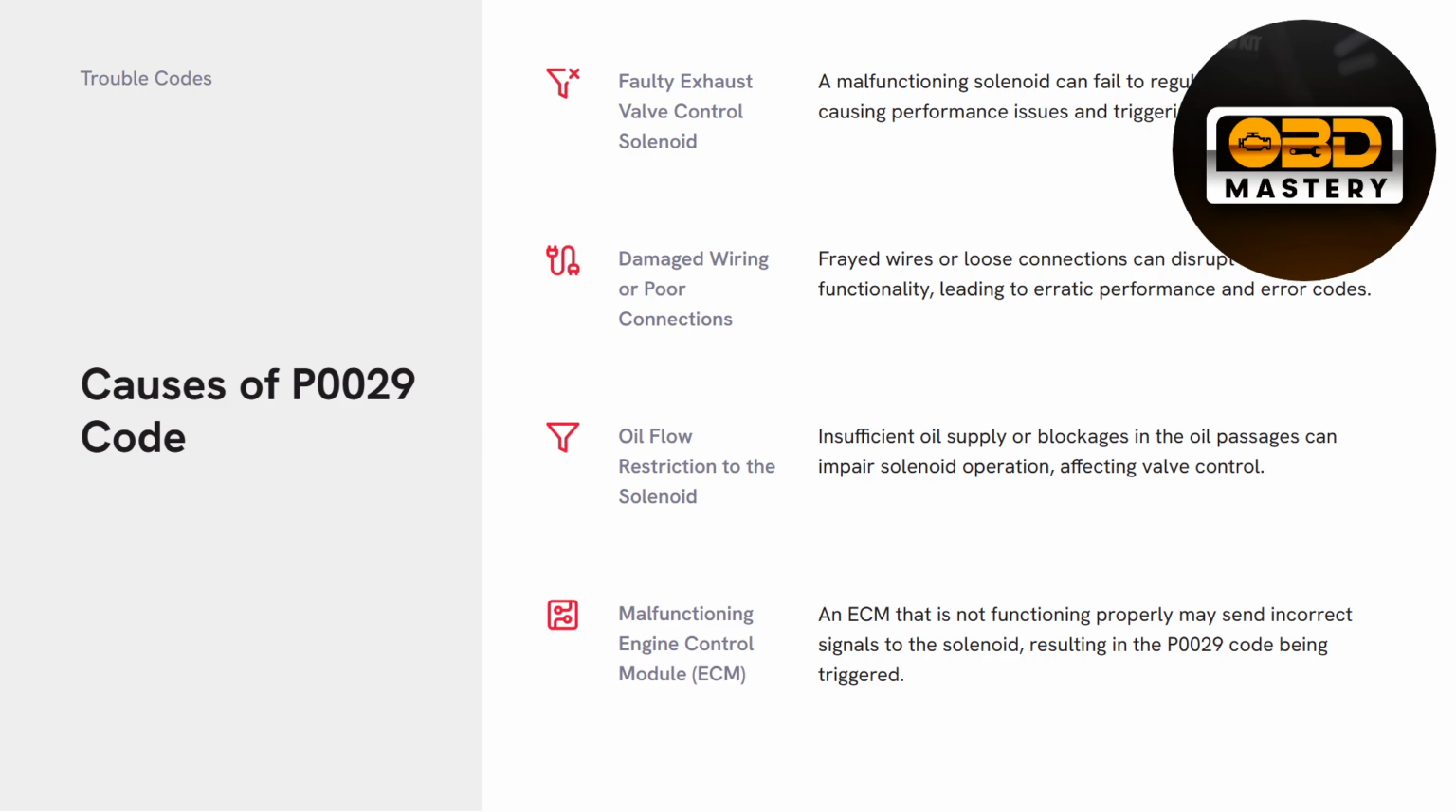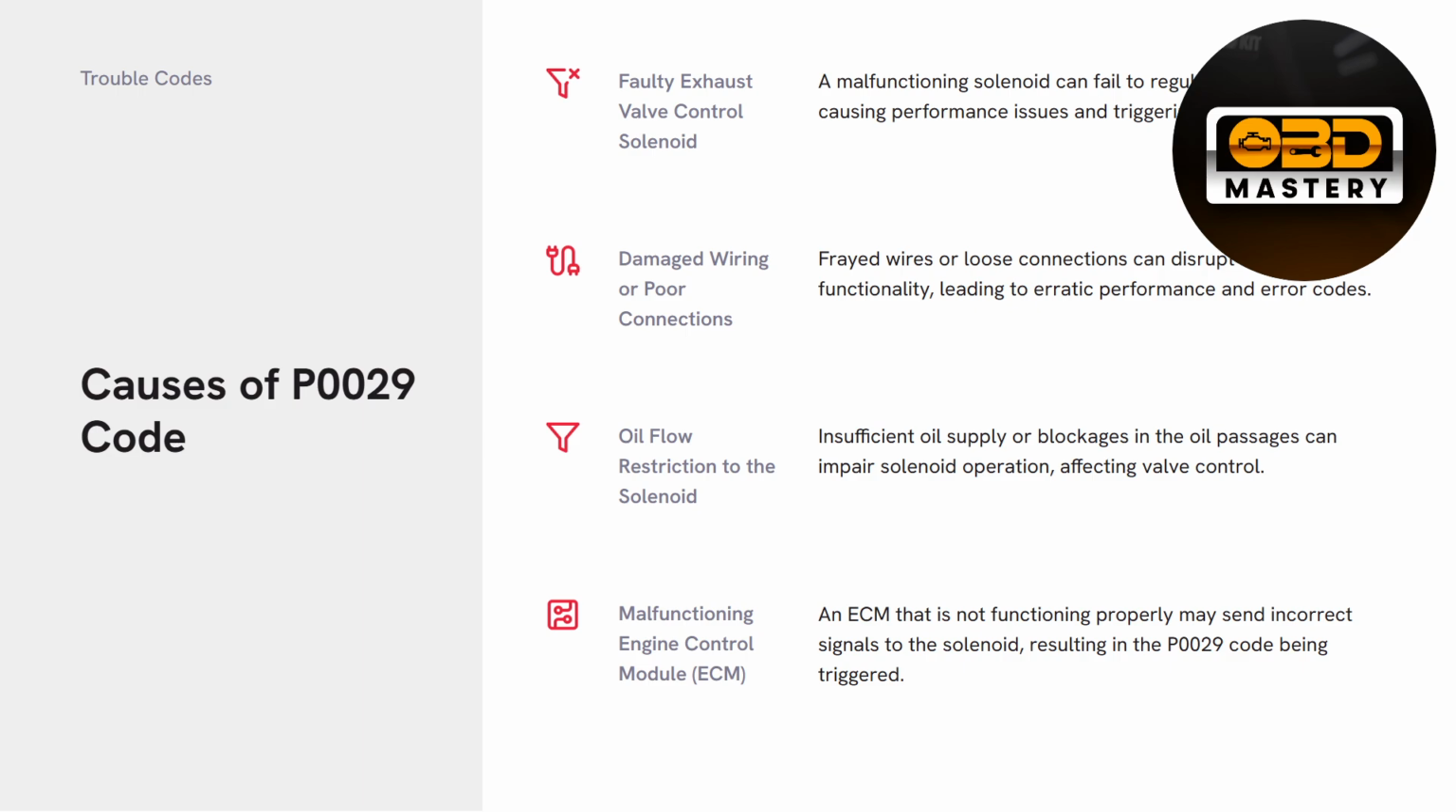Next up is just going to be the causes of the P0029 code. Now, number one here on the list is the faulty exhaust valve control solenoid. So a malfunctioning solenoid can fail to regulate valve timing, causing performance issues and triggering the P0029 code. Now, damaged wiring or poor connections can be a culprit here. Frayed wires or loose connections can disrupt the solenoid's functionality, leading to erratic performance and error codes.